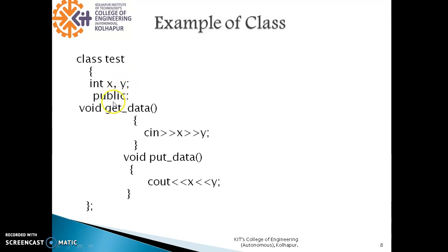Under public, we have defined one function, that is getdata. So this is a member function. Inside getdata, we are inputting x and y, and another member function is putdata, to output or display x and y. The class starts with a curly bracket and ends with a curly bracket with a semicolon.